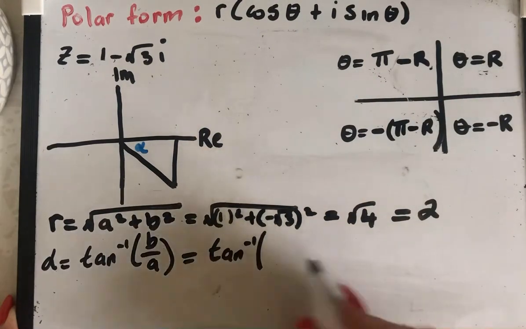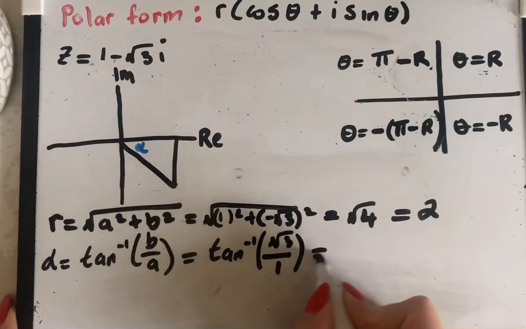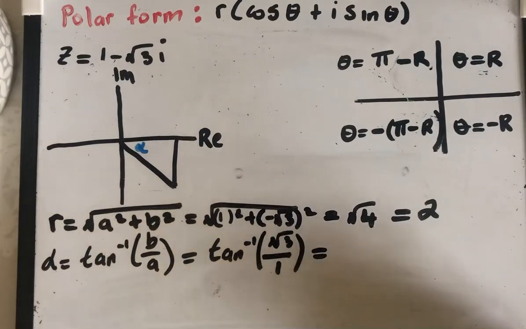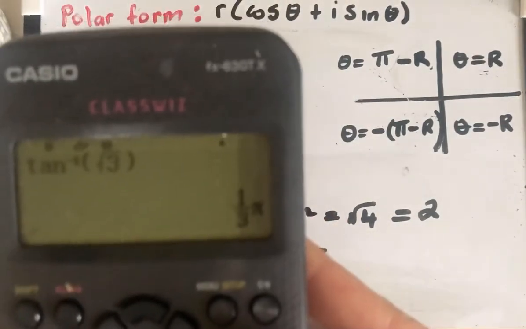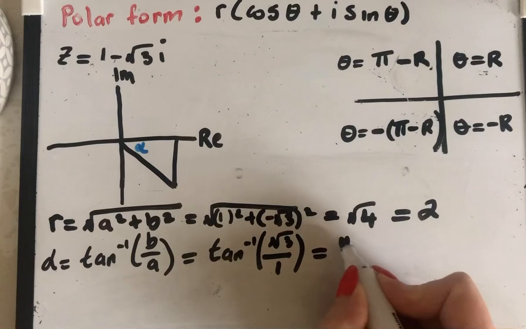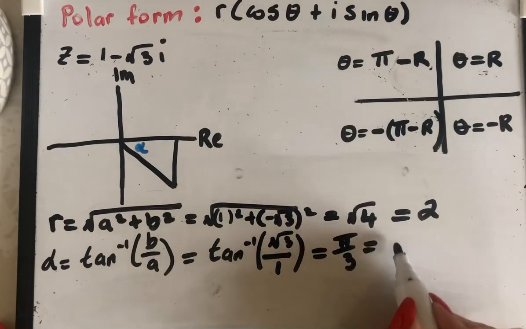So our b is root 3 and our a is 1. So again, you go to your calculator and you type in tan inverse of root 3. And you can see here, we get out pi over 3. So this is the value of our alpha.